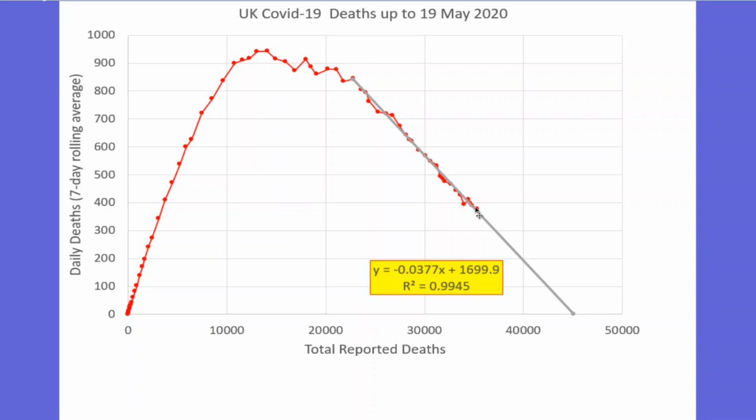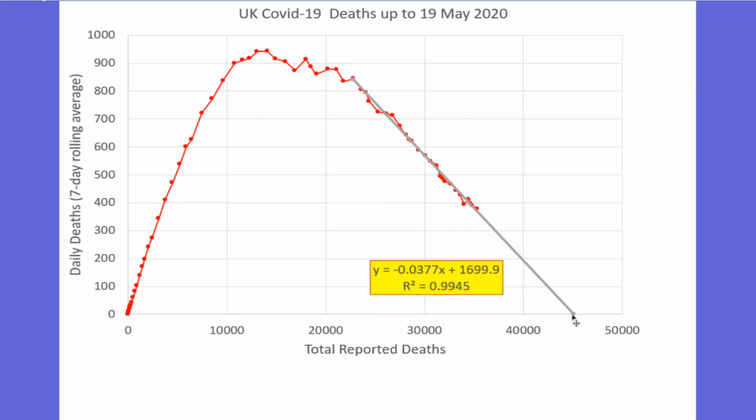Obviously, I've selected it when we've stopped curving, so it's a bit of a cheat, but still, an R-squared value of 0.9945 is incredibly high. So what's this model saying? This graph is illustrating that we're heading towards a total value of 45,000 deaths.